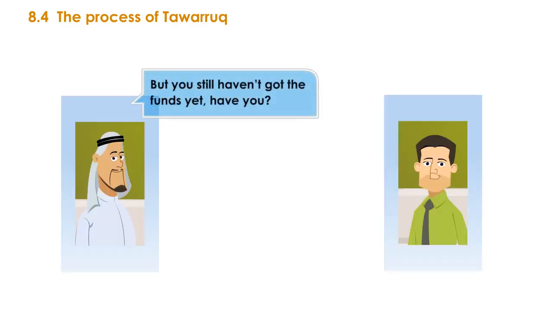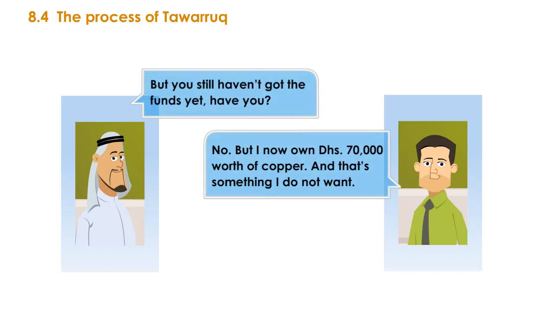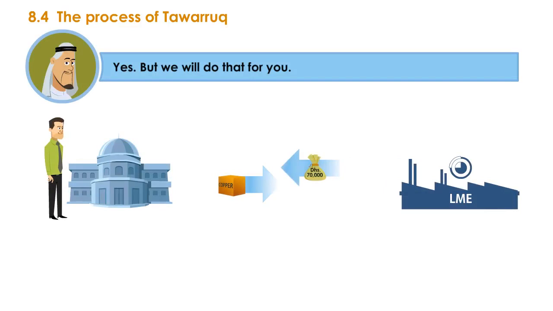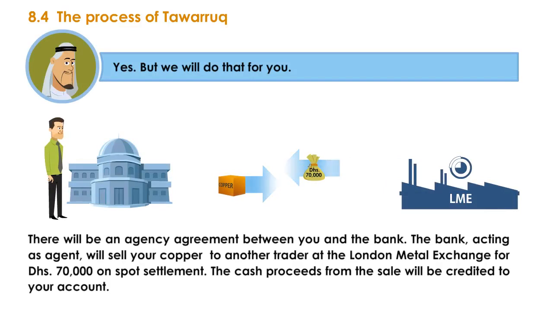But you still haven't got the funds yet, have you? No, but now I own 70,000 dirhams worth of copper, and that's something I do not want. So I presume that I'll have to sell the copper to get the funds that I wanted. Yes, but we will do that for you. There will be an agency agreement between you and the bank. The bank, acting as an agent, will sell your copper to another trader at the London Metal Exchange for 70,000 dirhams on spot settlement. The cash proceeds from the sale will be credited to your account.